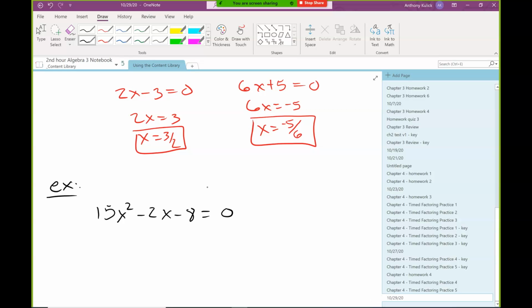I put a homework 4 into the content library for you guys to do for the homework check on Sunday. It involves completing the square problems and some of these solving problems like we've done today in class. I think that's the only assignment for you guys this week since we meet only 2 days.